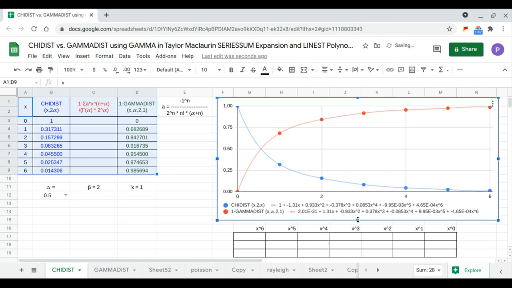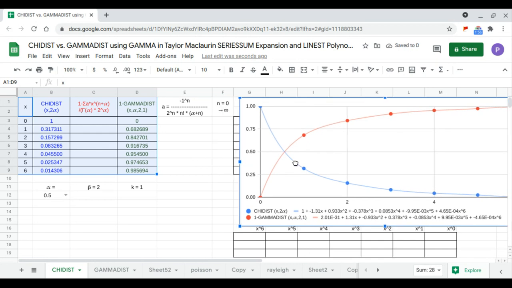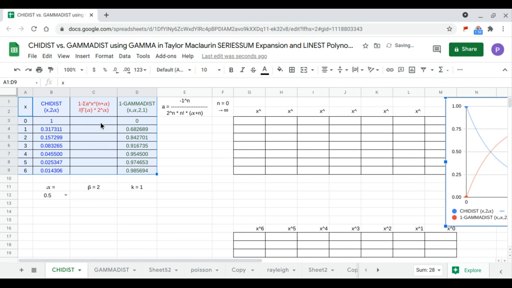Next, we calculate the Taylor-Maclaurin series sum for the GAMMADIST. Here we have 1 minus the summation of a times x to the power n plus alpha over gamma alpha times 2 to the power alpha. And our a coefficient is -1 to the power n over 2 to the power n times factorial n times the quantity alpha plus n. And n is from 0 to infinity. In this case, 16 is good enough as approximation.